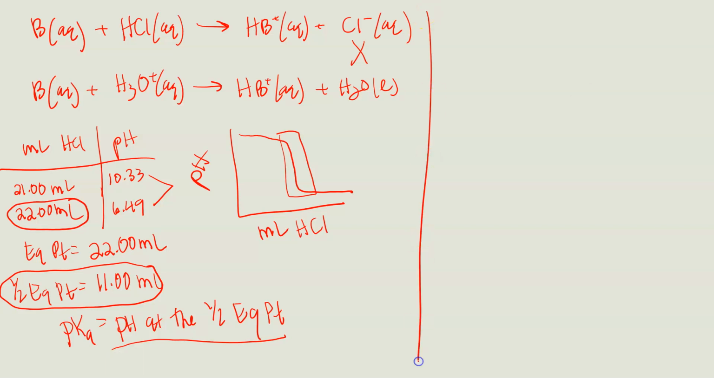Okay, so some equations from lecture is this beautiful equation. Now I'm just going to take the negative log of this entire equation. And when I do that, the negative log of 1.00 times 10 to the negative 14th is 14.000. The negative log of Ka, I'm going to abbreviate as pKa. And the negative log of Kb, I'm going to abbreviate as pKb.